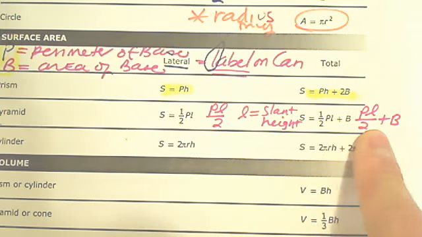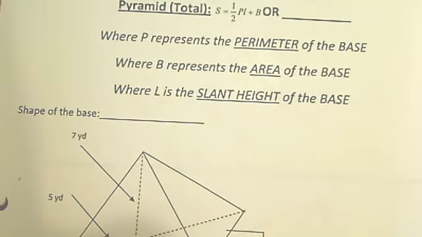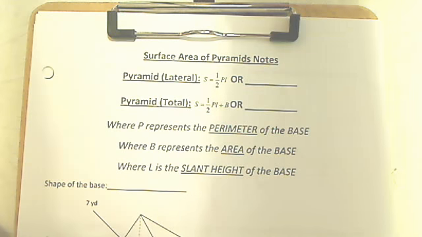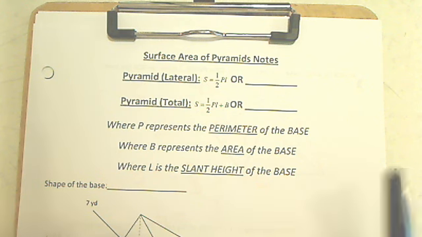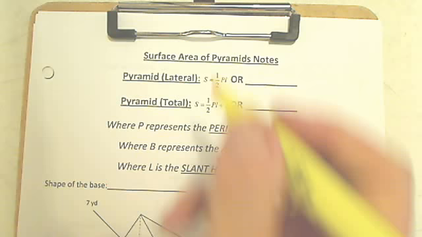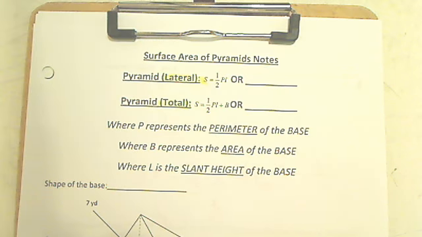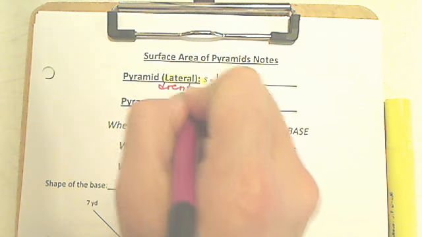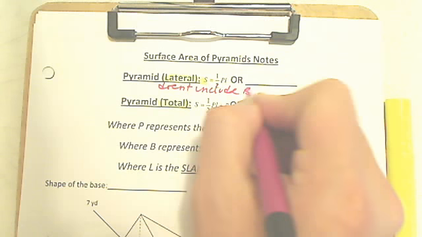Questions on the rewrites? Anyone still writing it? Okay. Now let's go back to your notes here. I typed these notes out so that you had a neater copy of it, so that you didn't have to go back and forth to see what you were reading. There are two options here. Here you have pyramid lateral and pyramid total. Remember that the lateral means the sides, only the sides, not including the base. So the lateral doesn't include the base.